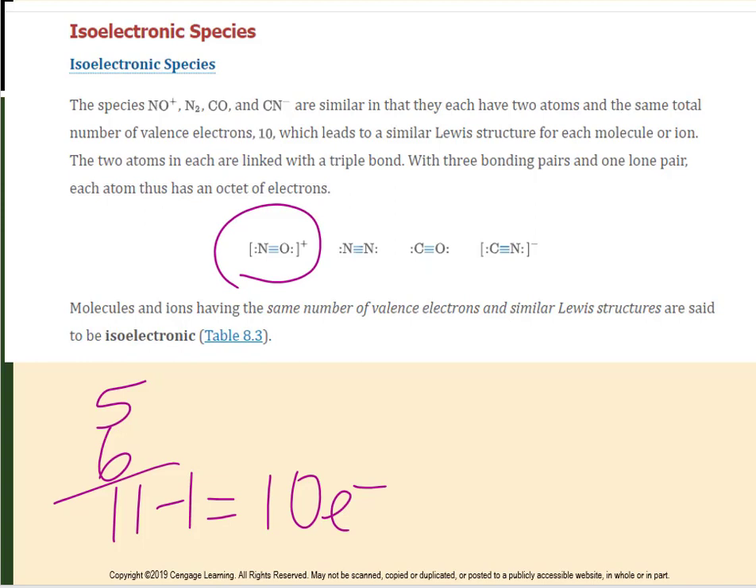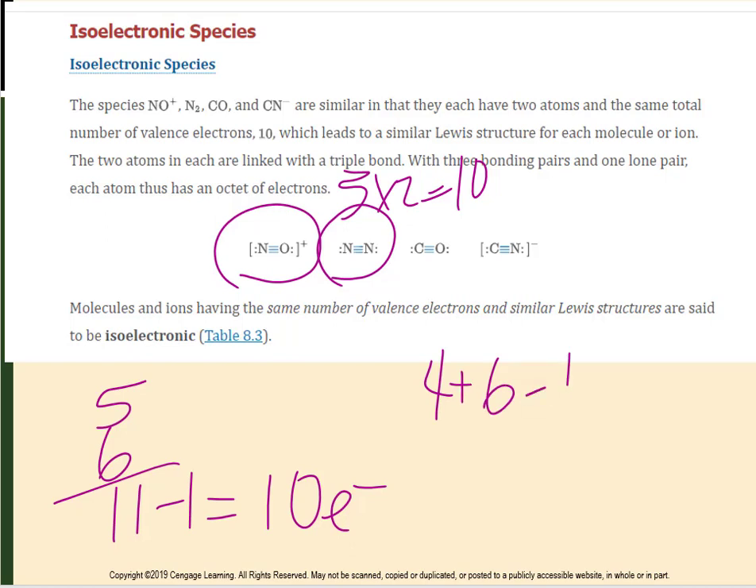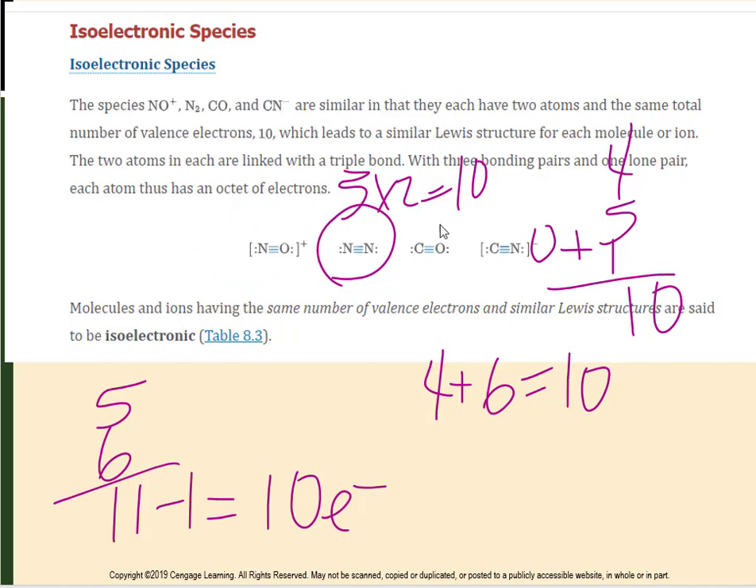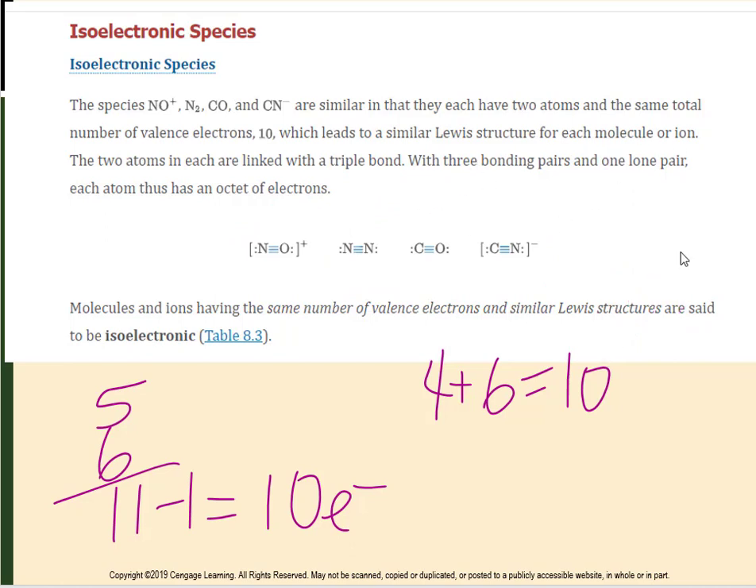All right, and then if I looked at two nitrogens, triple bonded together, again, I would look at nitrogen and know that that has 5 times 2, which is 10. And carbon, which is 4, oxygen is 6, so 4 plus 6 is 10. And a carbon and a nitrogen, so we've got 4 plus 5 is 9, but then it's a negative 1 charge, so plus 1, 10. So notice that all of these compounds look pretty similar. However, they still have their different nuances that make them different. But notice that molecules and ions that have the same number of valence electrons and similar Lewis structures are said to be isoelectronic.